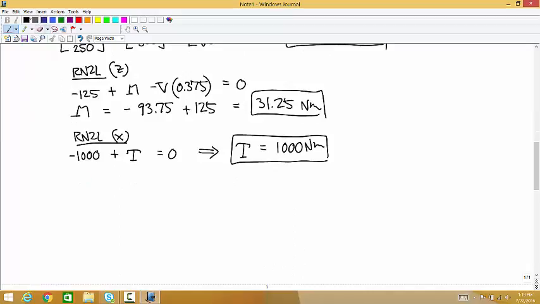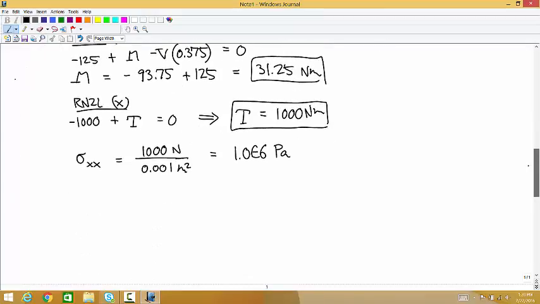So now the xx stress is equal to 1,000 divided by 0.001. This is newtons, this is meters squared. And so you get a value of 1.0 times 10 to the 6 pascals. Oh no, that's 6,000. I'm looking at the wrong one. Okay, so the internal tension was 6,000. And so if you divide that out, you get 6 megapascals. And so the stress tensor due to tension is 6.0 times 10 to the 6, and then zeros everywhere else.